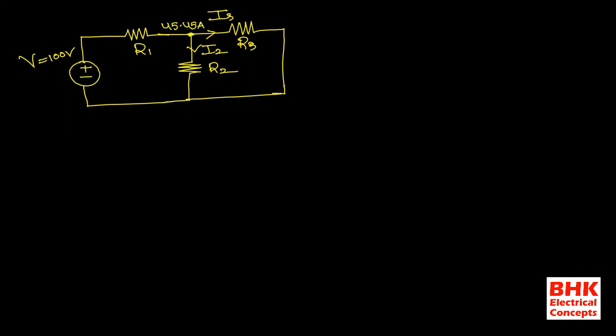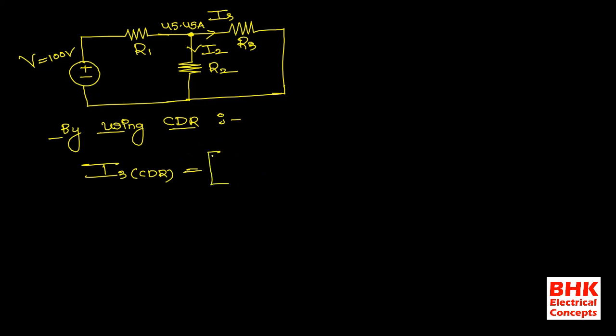Now we know that 45.45 ampere is the current available at the junction point. By using the current division rule we are finding the value of I3 by using CDR. The total current available at the junction point is 45.45 into the opposite resistance. We are calculating the value of I3, so the opposite resistance is R2, divided by R2 plus R3, because in these two branches only the divided current is flowing.